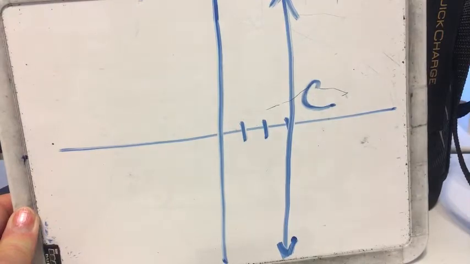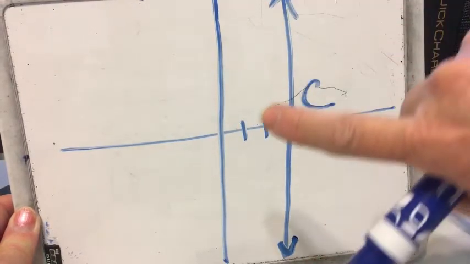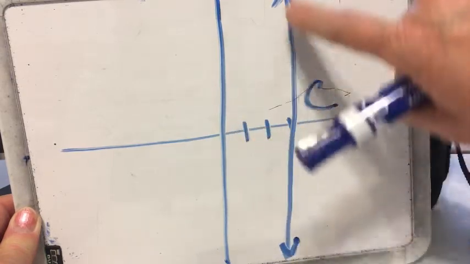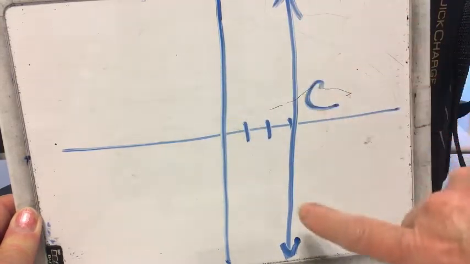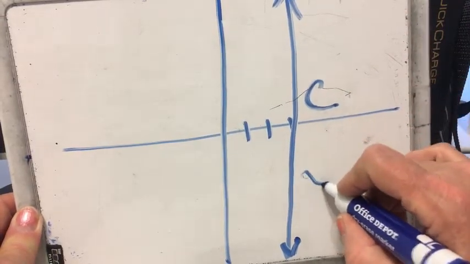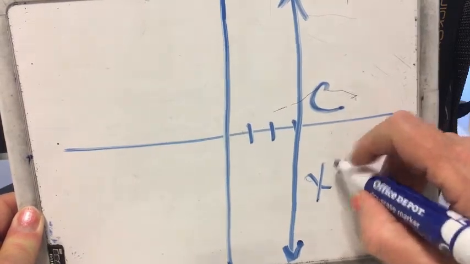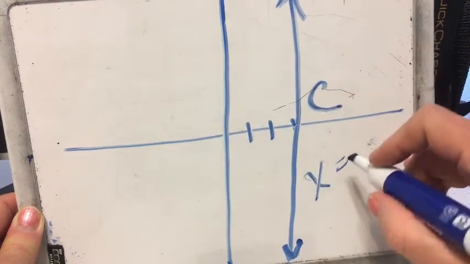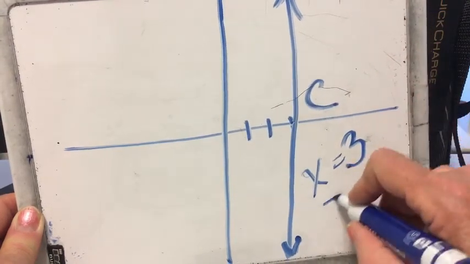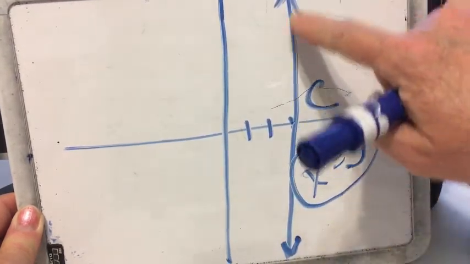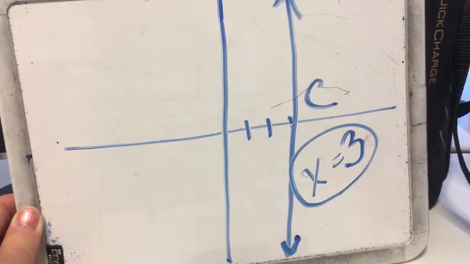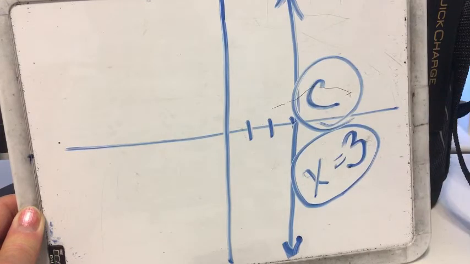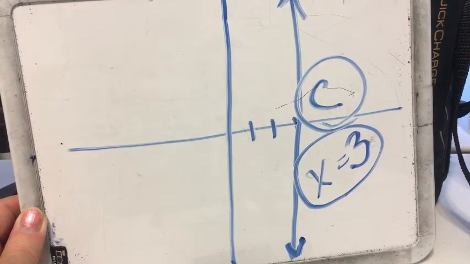Line C is 3 steps to the right of the axis, okay? So it's vertical and it is going to be an x line. So we're going to say x equals 1, 2, 3. This point right here is 3, 0, so x equals 3. And remember that every x on that line is also equal to 3. So that's the equation for line C in your practice problems.